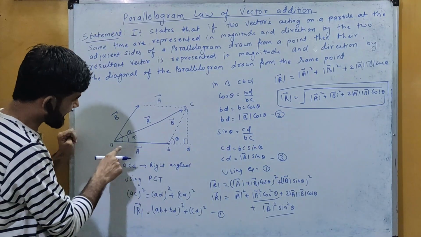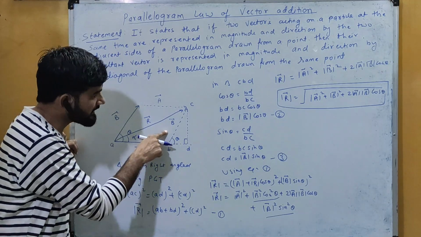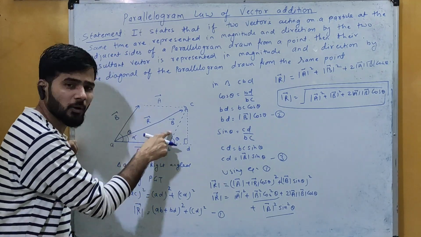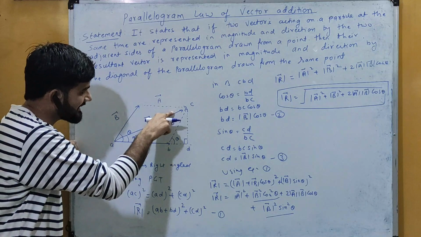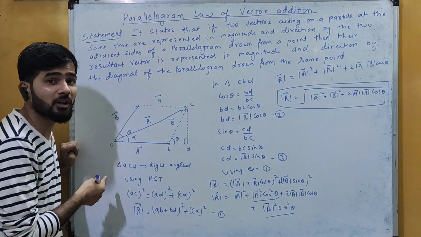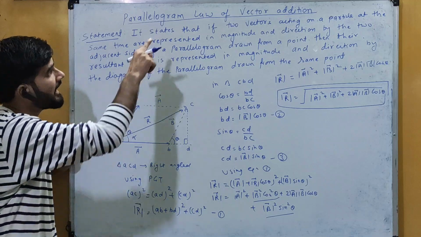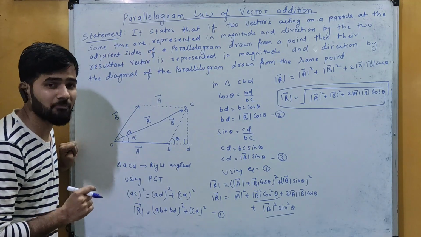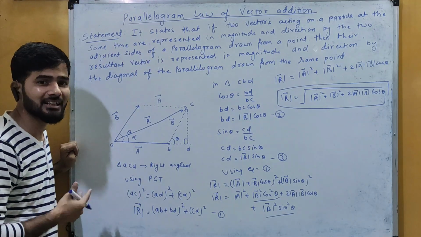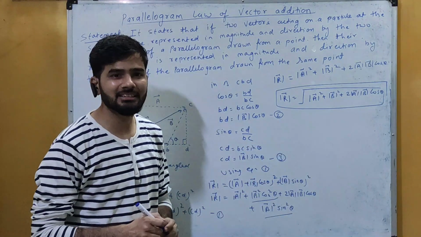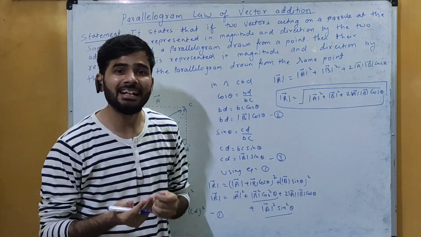Or you can see here, if I take this vector as A and this vector as B, you can say these two are forming the two sides of the triangle, and this is the third side which is taken in the opposite order. So here also, it is the same thing. But the thing is, we are considering the parallelogram, that's why it is called the parallelogram law of vector addition. So now after finding the resultant magnitude, we have to find the direction.